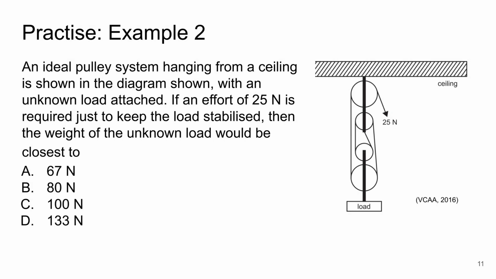In the second example, there is an ideal pulley system hanging from a ceiling. There is an unknown load attached to the pulley system, but we know the effort required to hold that load stable is 25 newtons. So please take some time to work through this problem. Pause the video while you work through the problem, and hit resume to see the solutions.